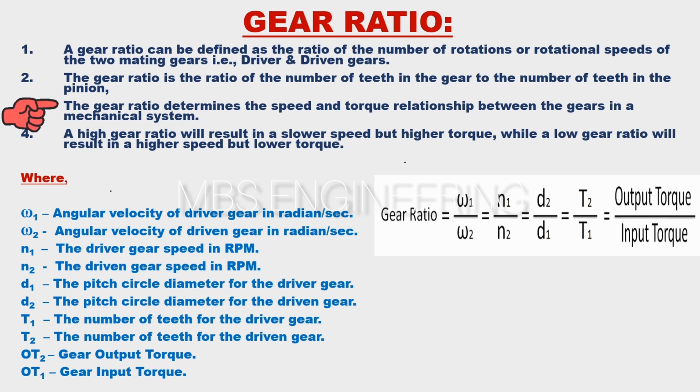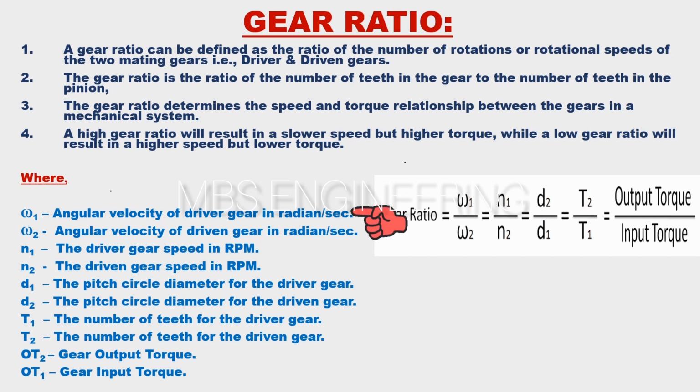The third point is, the gear ratio determines the speed and torque relationship between the gears in a mechanical system. The fourth point is, a high gear ratio will result in a slower speed but higher torque, while a low gear ratio will result in a higher speed but lower torque. Please refer to the gear ratio formula for better understanding.